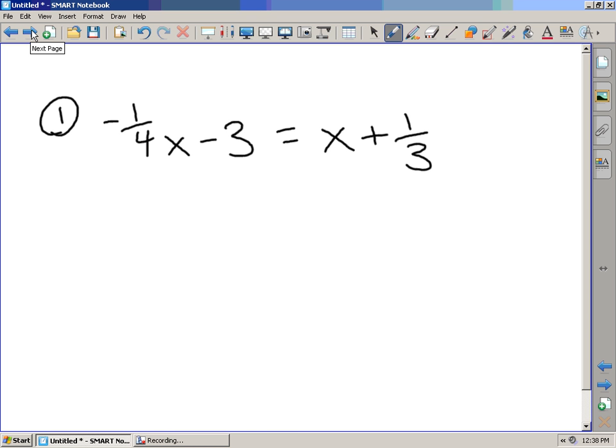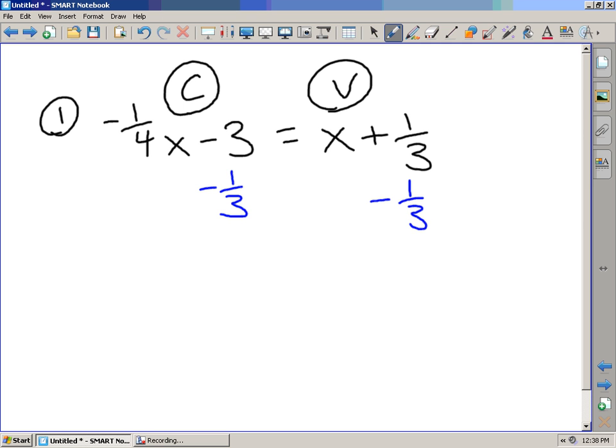There are no like terms on the left side, there are no like terms on the right side. So that means that we can start moving terms from one side to the other. I'm going to move the variables to the right side and the constants are going to be on the left side. I'm going to start by moving this positive 1/3 to the left side.